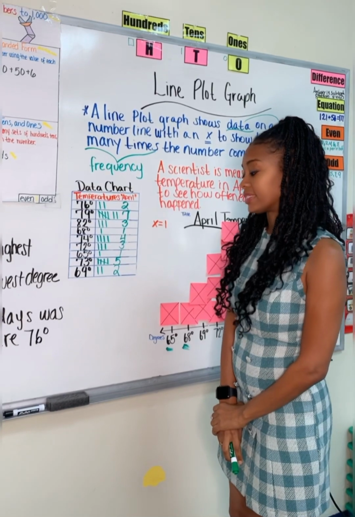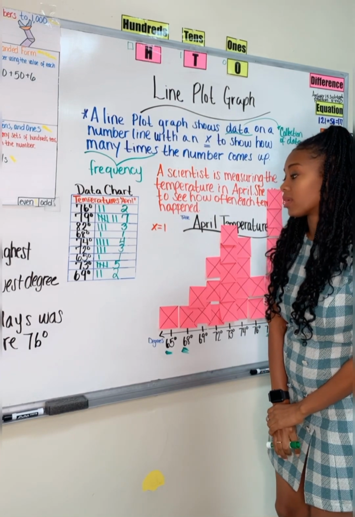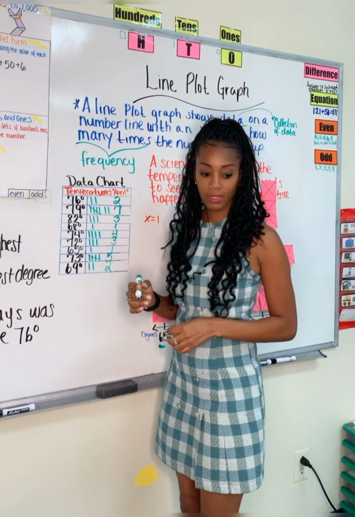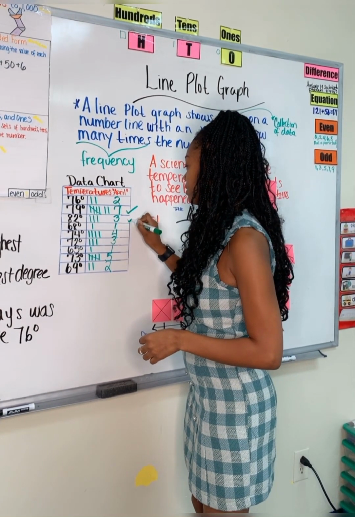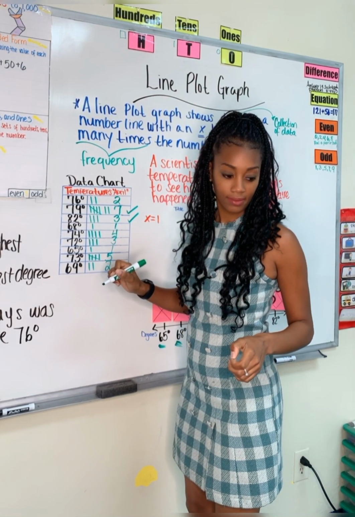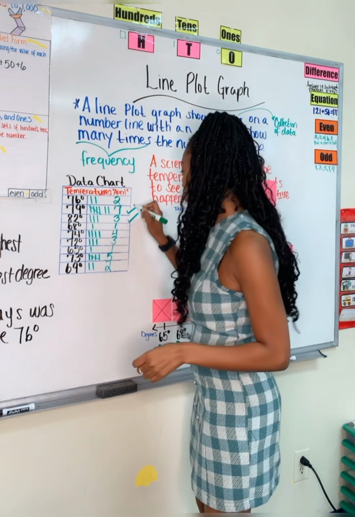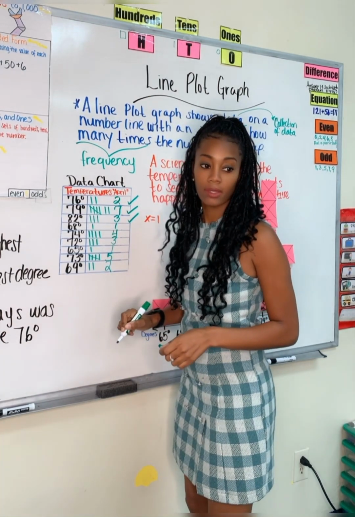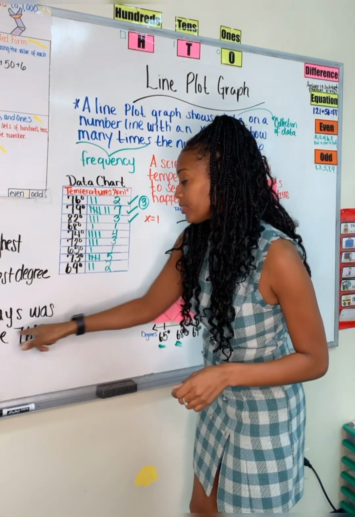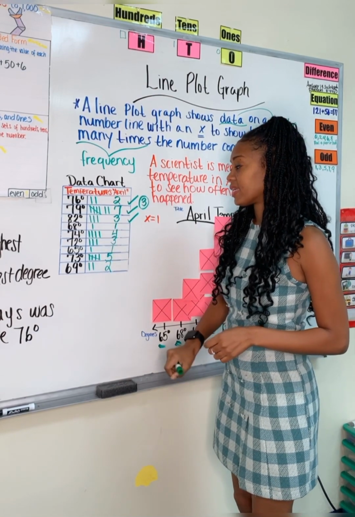How many days was the temperature 76 degrees and above? Take time to answer this one. 76 degrees and above. Yes, what's the answer? 79, 82, and 76. Thank you. So how many? 3. Very good. There are how many days with temperature 76 and above? 3 days. 76, 79, and 82.